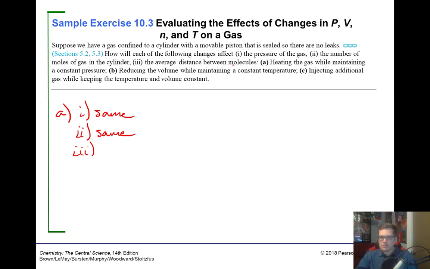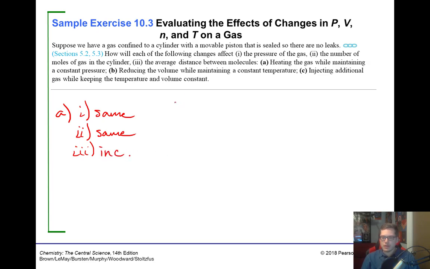Okay, so we're heating the gas while maintaining a constant pressure. Well, if we maintain constant pressure but we're heating the gas, that means our volume had to have gone up. That's Charles's law, right? Heating the gas increases the volume if your pressure and your moles are the same. So if the volume goes up, we've got the same number of moles of gas, so the average distance between each of those molecules has to have gone up, so it would be increase.